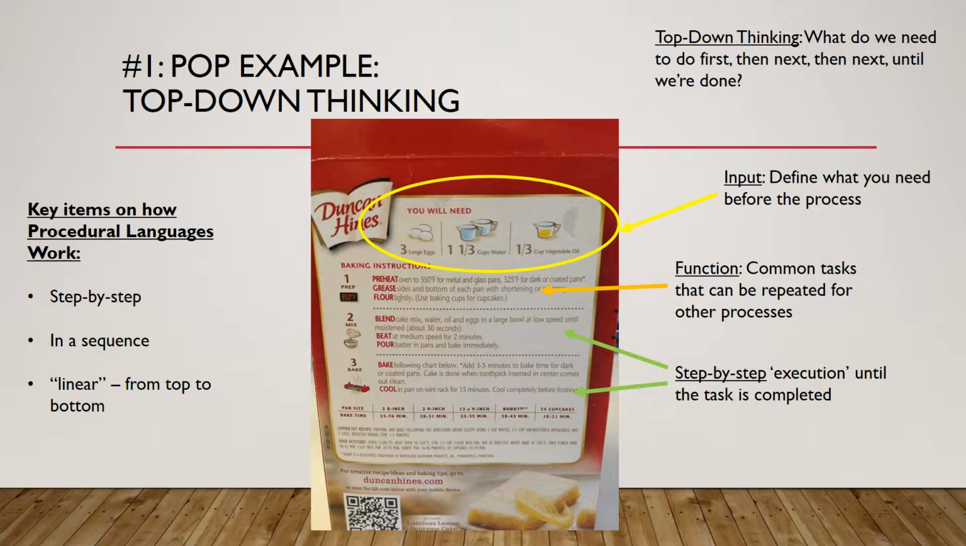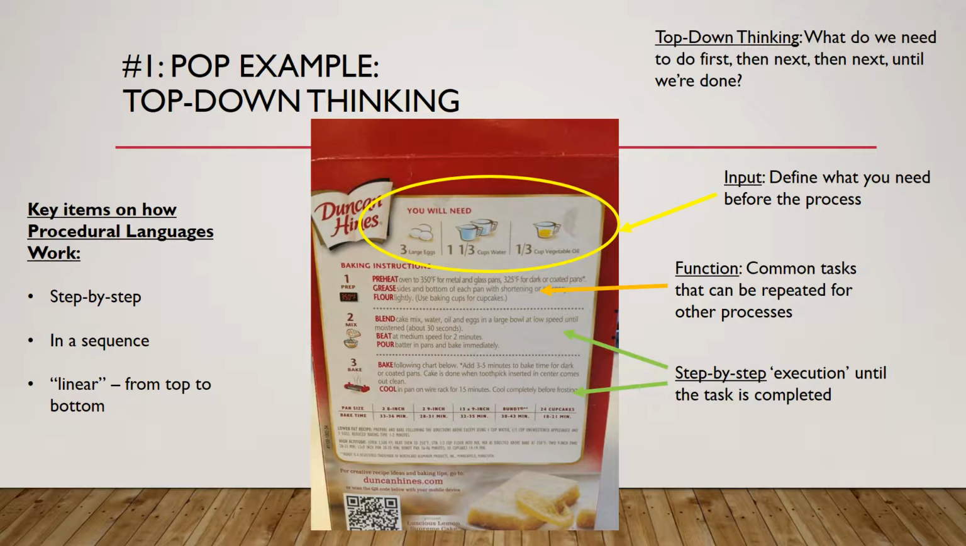Again, up on the upper right hand side, I put a note, top-down thinking. Essentially, it's what we need to do first, and then what's next, and then what's next, and then what's next, until we're done with the entire process, if you will. So that's top-down thinking. Over on the right-hand side, we have inputs defined, and in this example, we have eggs, water, and oil. Certainly in a C program, we would have our input defined, perhaps up on top. Next, we'd have the step-by-step process.